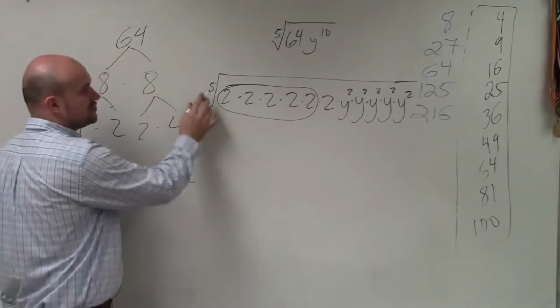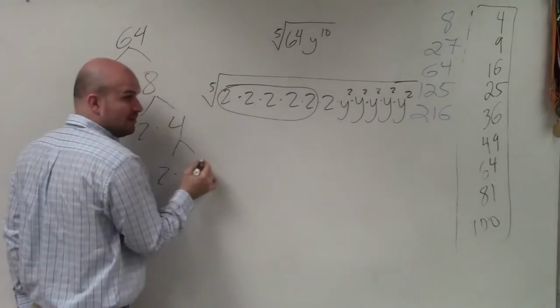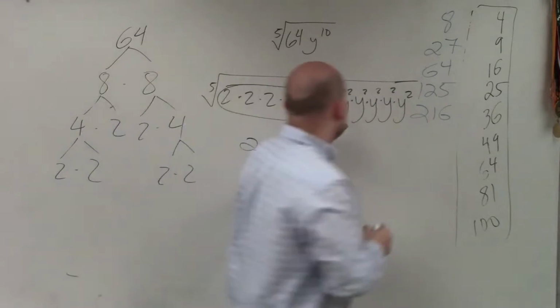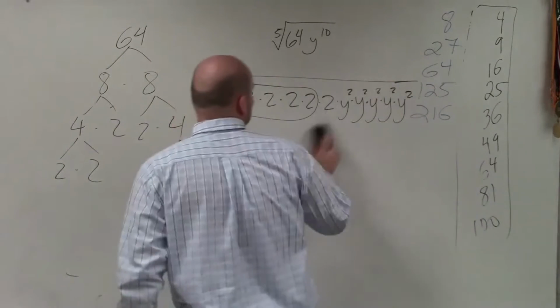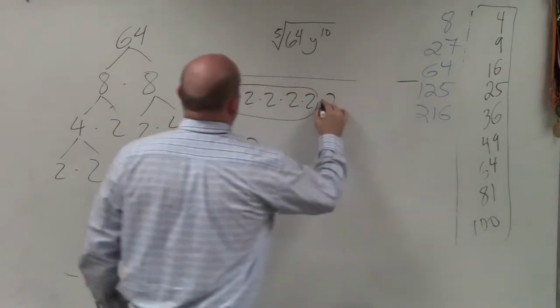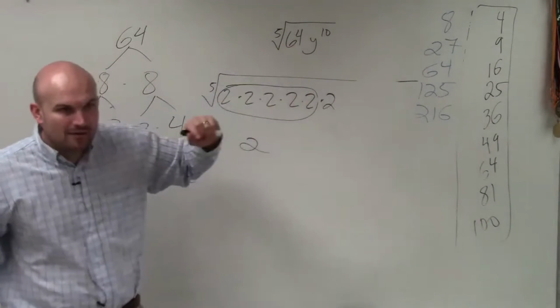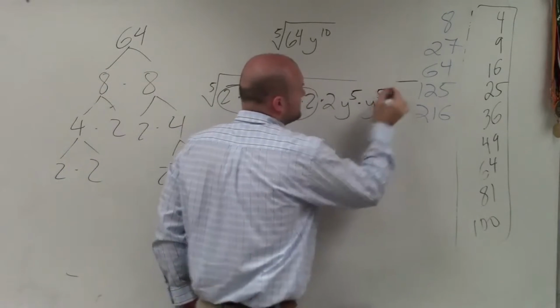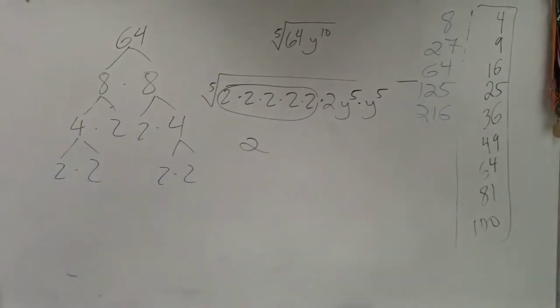Then the fifth root of 5 2's multiplied by each other is just 2. Then I can, oops, I'm sorry, what am I doing? Come on, guys. I need to take y to the 5th power, right? So I need to do y to the 5th times y to the 5th, right? Not y squareds. I can't take the 5th root of y squared. I can only take the 5th root of y to the 5th.